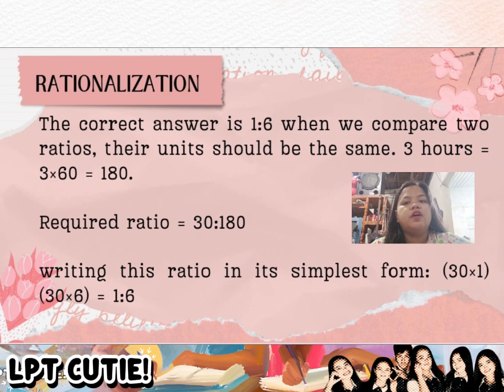Since we can reduce that, we can write it in simplest form. In order to get the simplest form, let's divide 30 by 30. We have 1. And then 180 divided by 30, the answer is 6. So the simplest form of 30 is to 180 is 1 is to 6. So the ratio of 30 minutes to 3 hours is letter C, 1 is to 6. Do you get it?